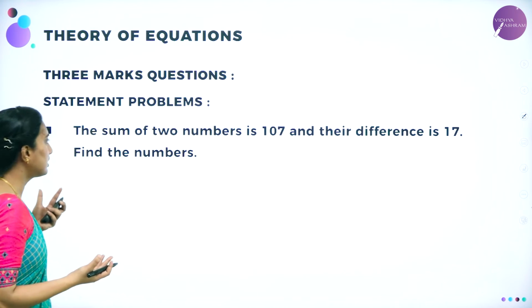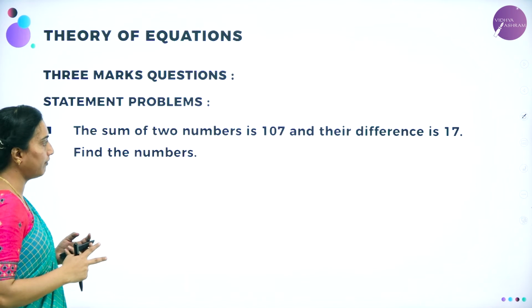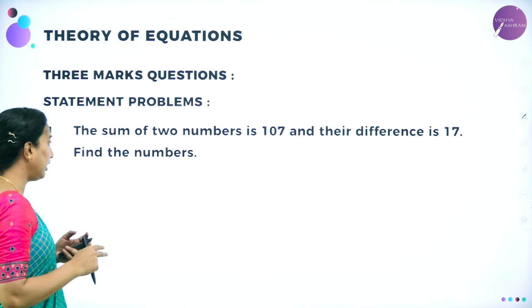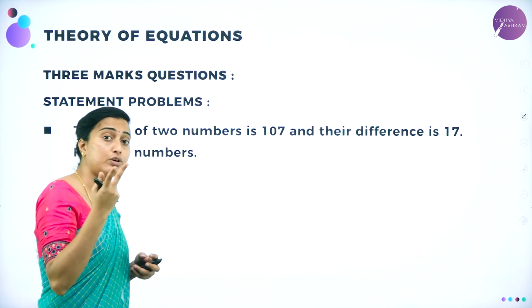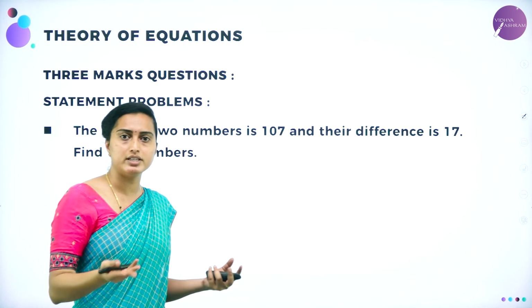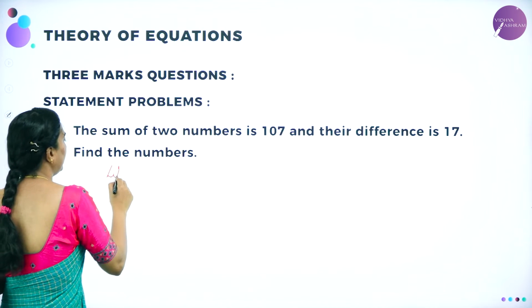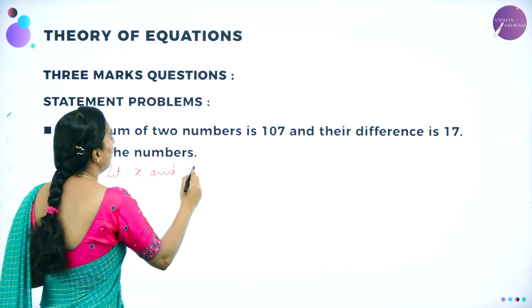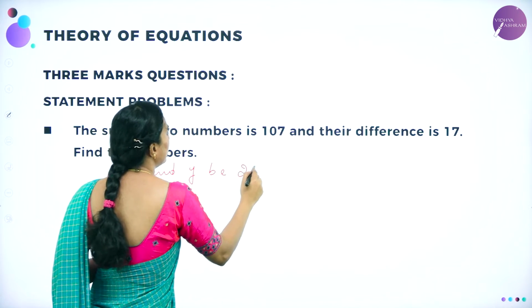What they have asked: the sum of two numbers is 107 and their difference is 17. Find the numbers. The sum of two numbers. Two numbers we don't know what they are. So I am considering like this: let x and y be the two numbers.